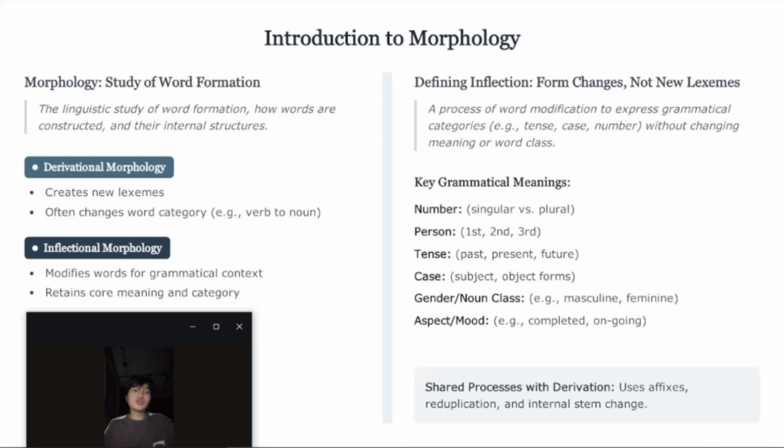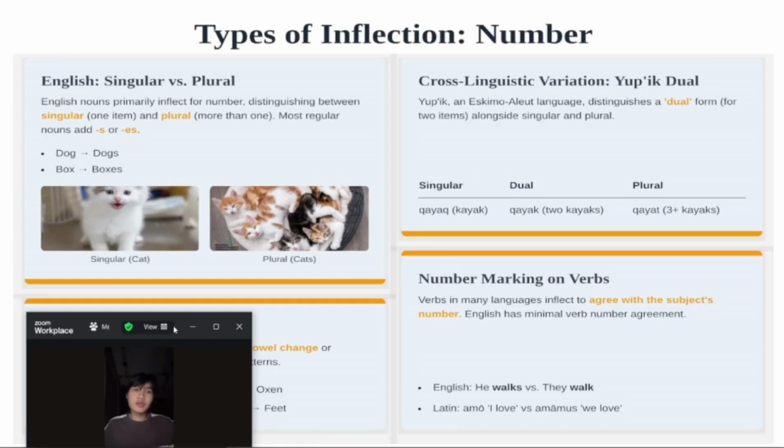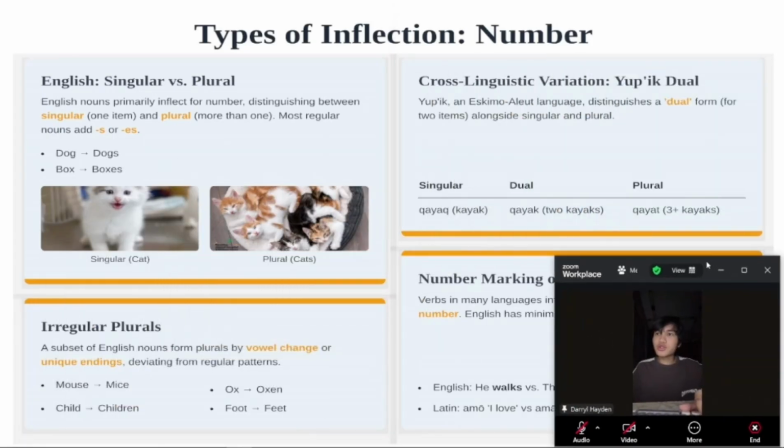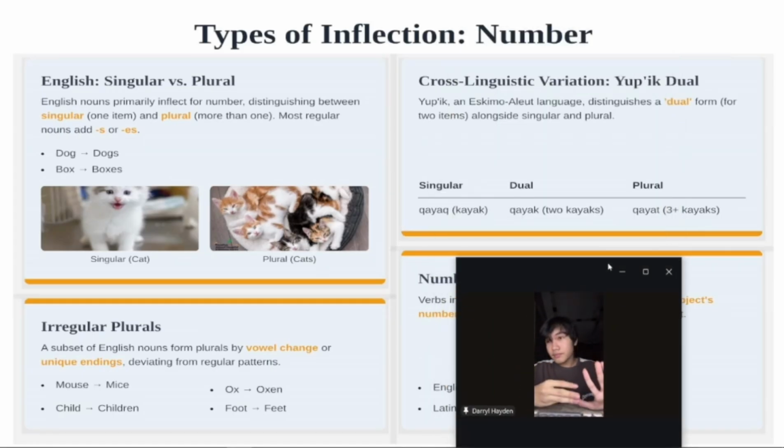Now let's move to the next slide, which is types of inflection: number. This is pretty easy. I'm sure you have already understood it. In English, there are only two types of number inflection, singular and plural. For example, dog plus s becomes dogs, which refers to more than one dog. When you say dog, it means only one dog. When you say box, there's only one box, but boxes means more than one box.